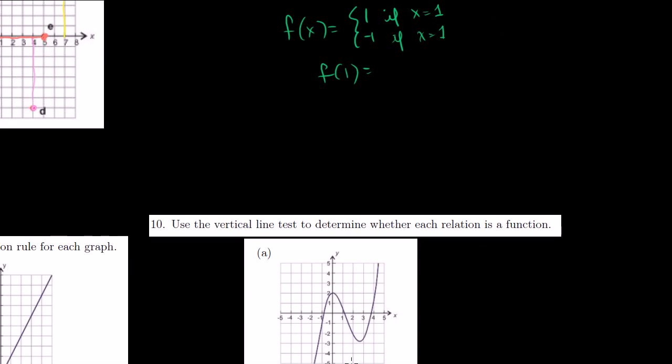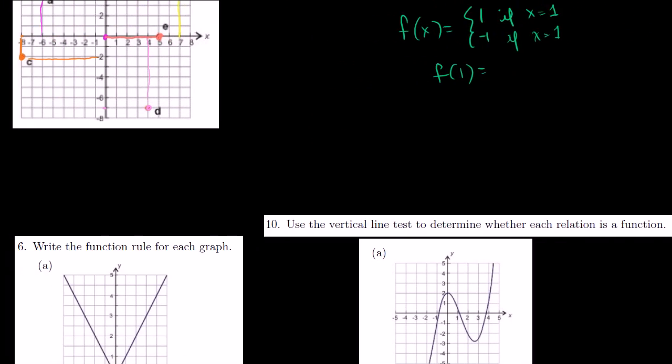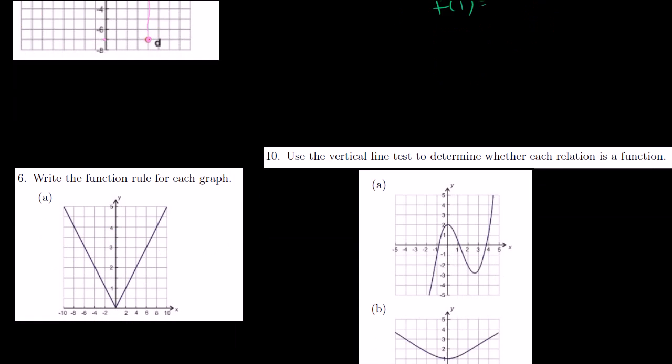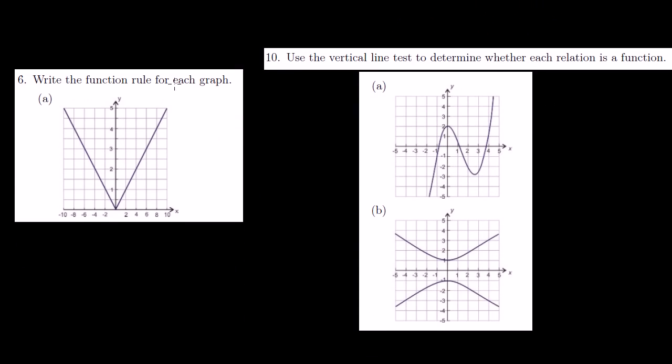All right. Let's do a couple more. Problem 6. Write the function rule for each graph. So we have this little V-looking thing. So we could write it a couple of ways. Let's call it f of x. You could call it g of x or h of x. But if you haven't used your f yet, people tend to use f of x.